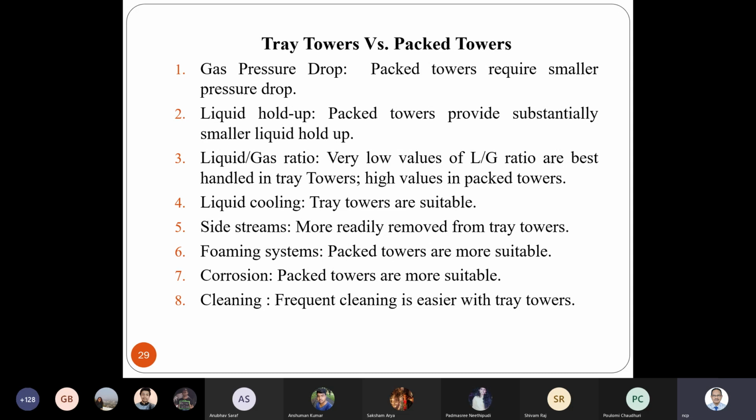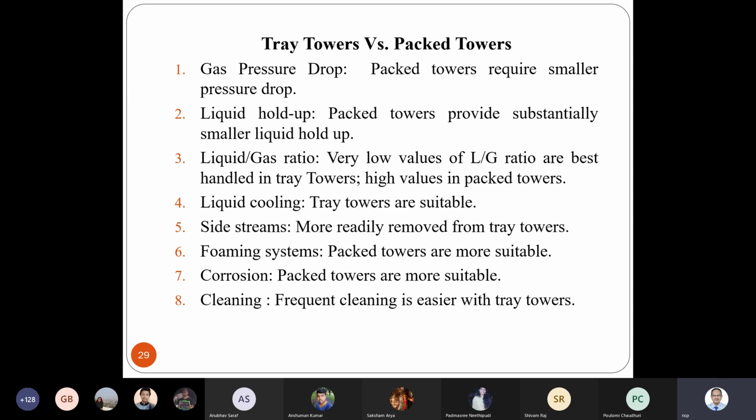So first thing is gas pressure drop. I mentioned already that packed towers require smaller pressure drop, right? Here the gas is not forced through a liquid pool, which needs a lot of pressure. Because the gas is flowing through the liquid pool, the pressure drop will be more in case of tray towers.